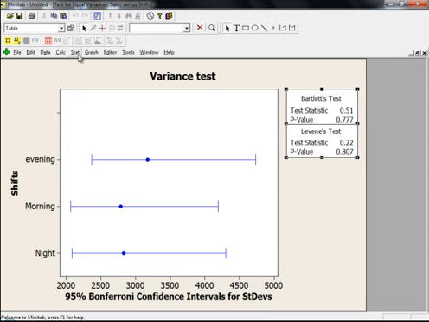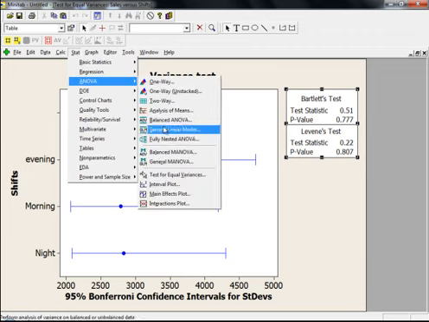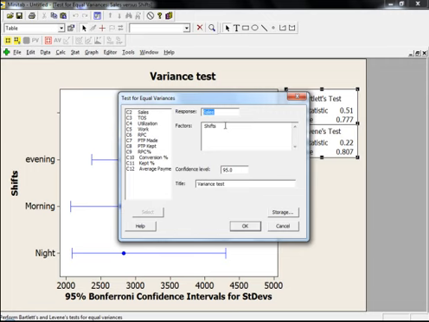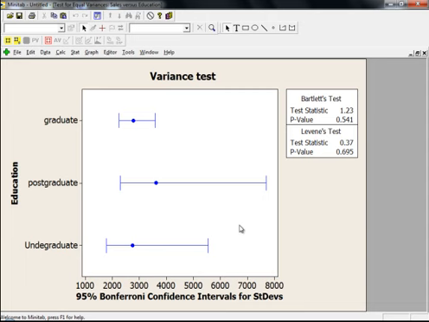Let's do one more test. Let's go to ANOVA, test for equal variance, okay? And instead of shift, let's use education. Okay, see here, I had three education levels: graduate, postgraduate, undergraduate. And I know the distribution of my Y, that is sales, is normal. So I would look at the p-value of the Bartlett test, which is 0.541. That means the education of my employees does not have a significant impact on the sales of the process. Okay, the variance of all these three education groups is almost the same.